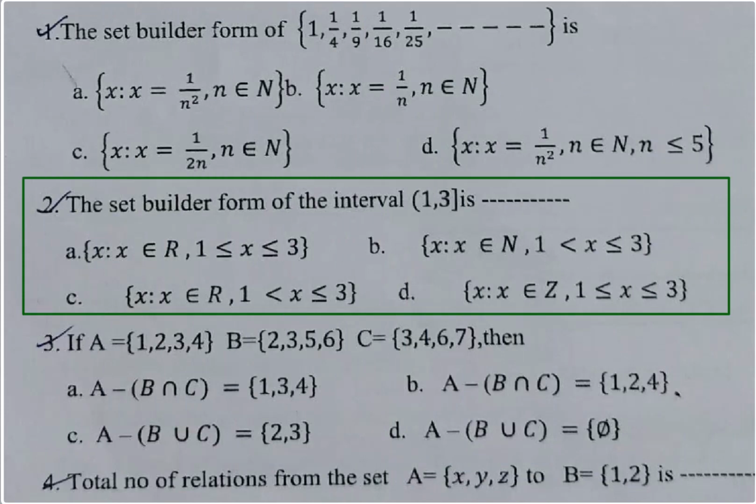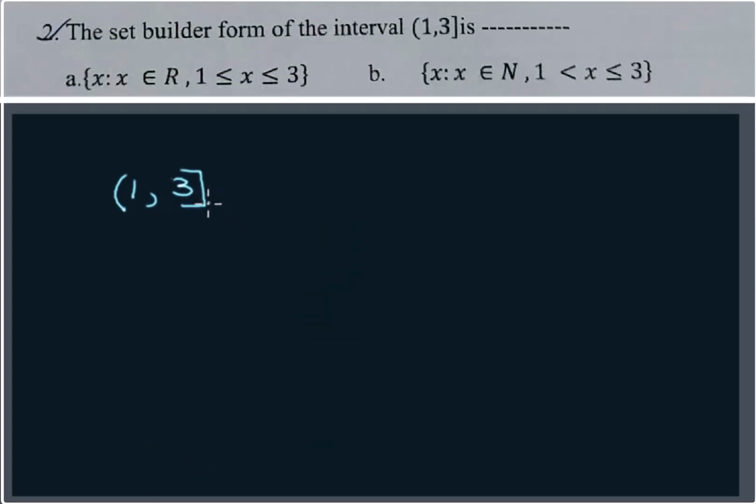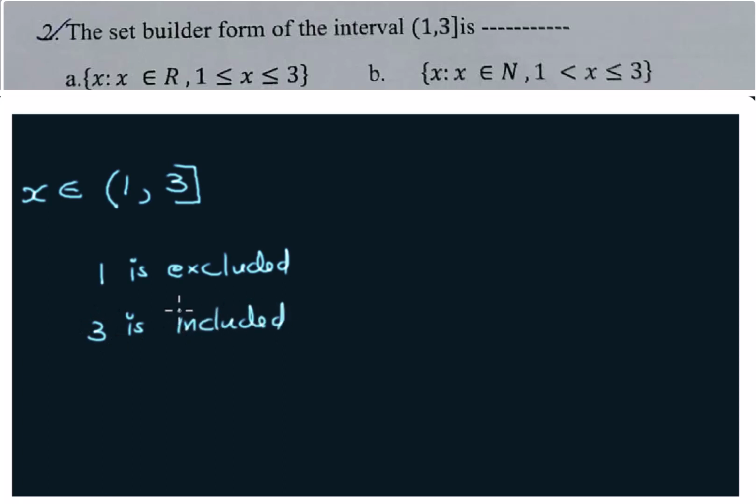The second question is about writing the set builder form of an interval. Here the interval is (1, 3] and it is left open. That means 1 is not included in the interval, but 3 is included as it is right closed. Any real number between 1 and 3 is included. So here x belongs to the given interval means x can be 3 or any value between 1 and 3, but not 1. This is expressed as 1 less than x less than or equal to 3.